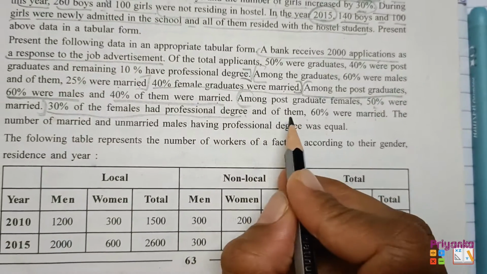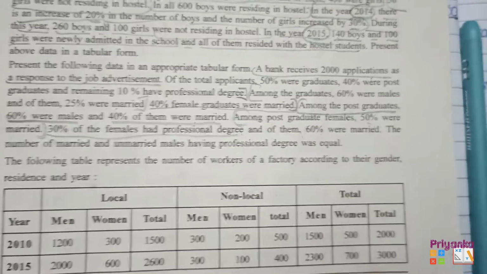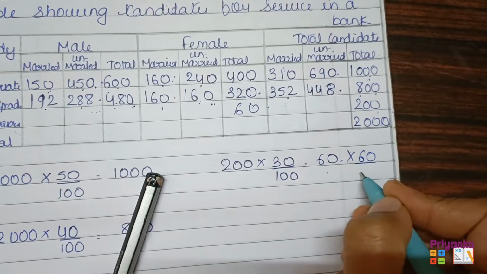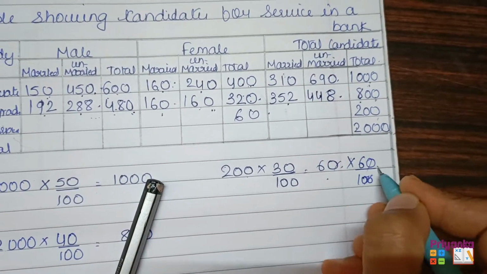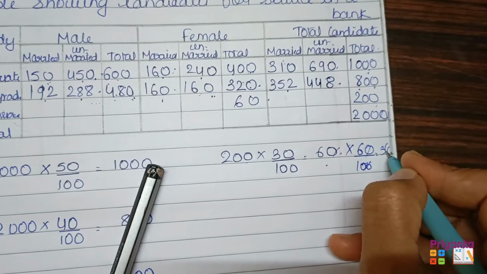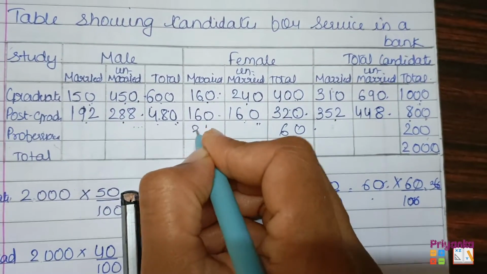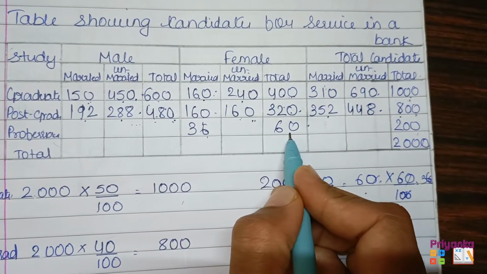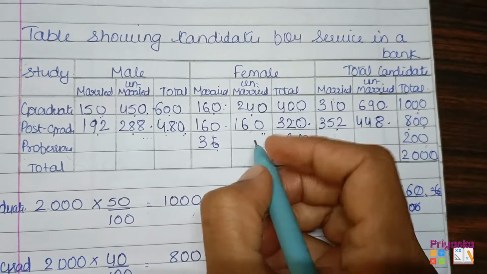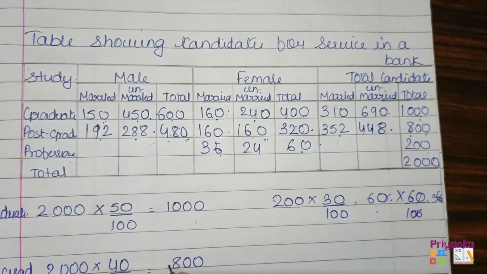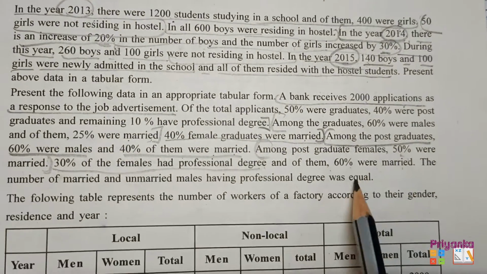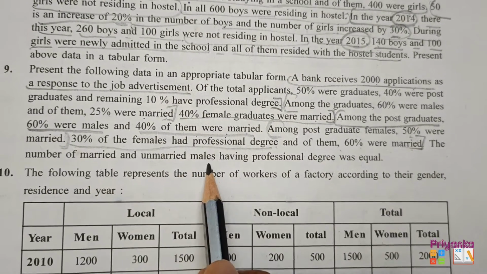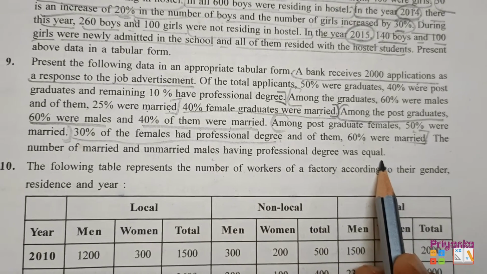Next, of them 60% were married. So out of 60, just take 60% of it. You'll get 36. That is the number of married female. Subtracting the married female from the total number of female, we get 24 were unmarried. Till here we are complete. The number of married and unmarried male having a professional degree are equal.